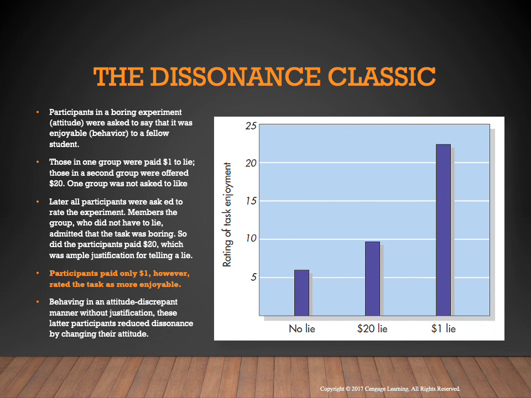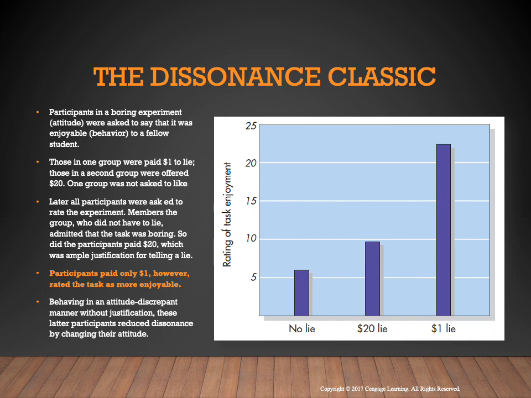Not surprisingly, members of the group who did not have to lie admitted that the task was boring. The members who were paid $20 to lie also stated that the task was boring. It appears that $20 was ample justification for them to lie to somebody else. However, interestingly enough, participants who were paid only $1 rated the task as more enjoyable. You can see the results on the right-hand side of your screen.